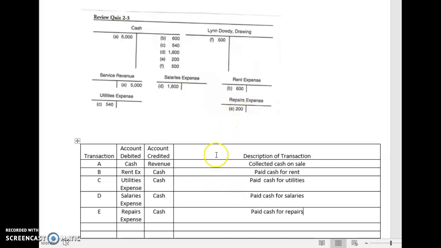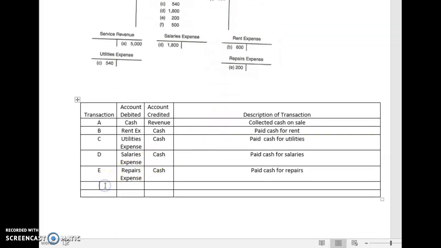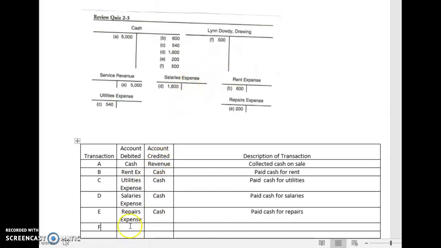All right, now, the last one I have is F. And I see F is a credit in cash, and it's a debit in drawing. So let's write that down, and then we'll talk about what that means. We debited drawing, so rather than say Lynn Dowdy drawing, I'm just going to say drawing. And then I'm going to say we credited cash. So, drawing, it goes along with the capital account. Lynn Dowdy is the owner of the business, and she has taken $500 out for personal expense.